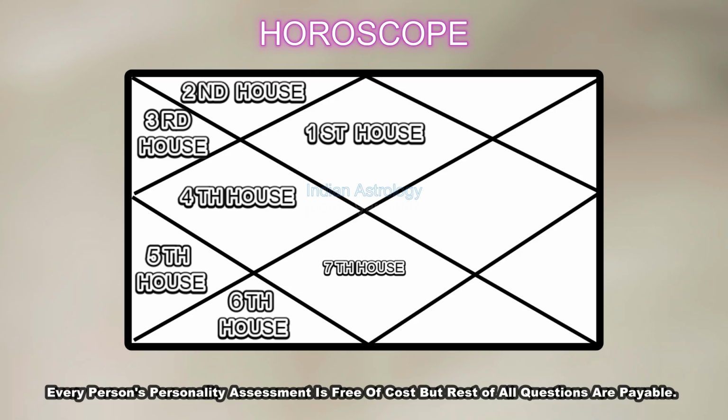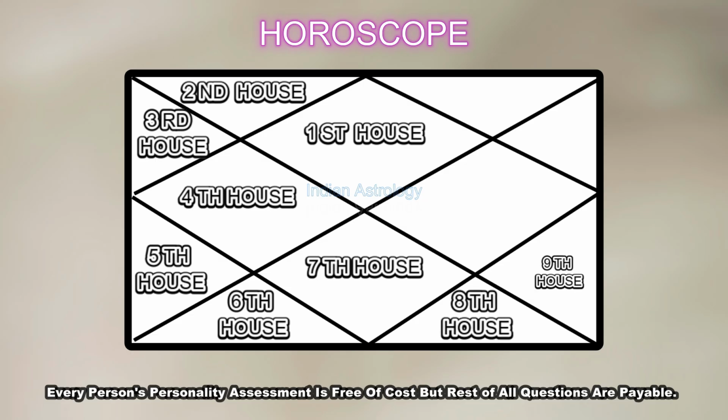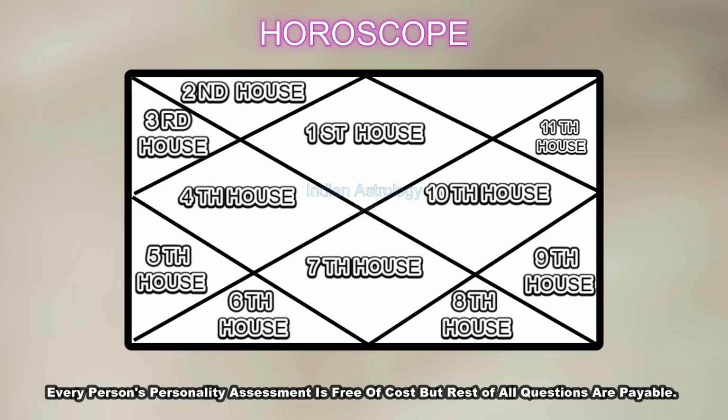After that, the seventh house comes here. And then the eighth house comes here. Later, the ninth house comes here. Then the 10th house comes here. After that, the 11th house comes here. And finally, the 12th house comes here. The 12 houses are always fixed. That means the 12 houses never change.